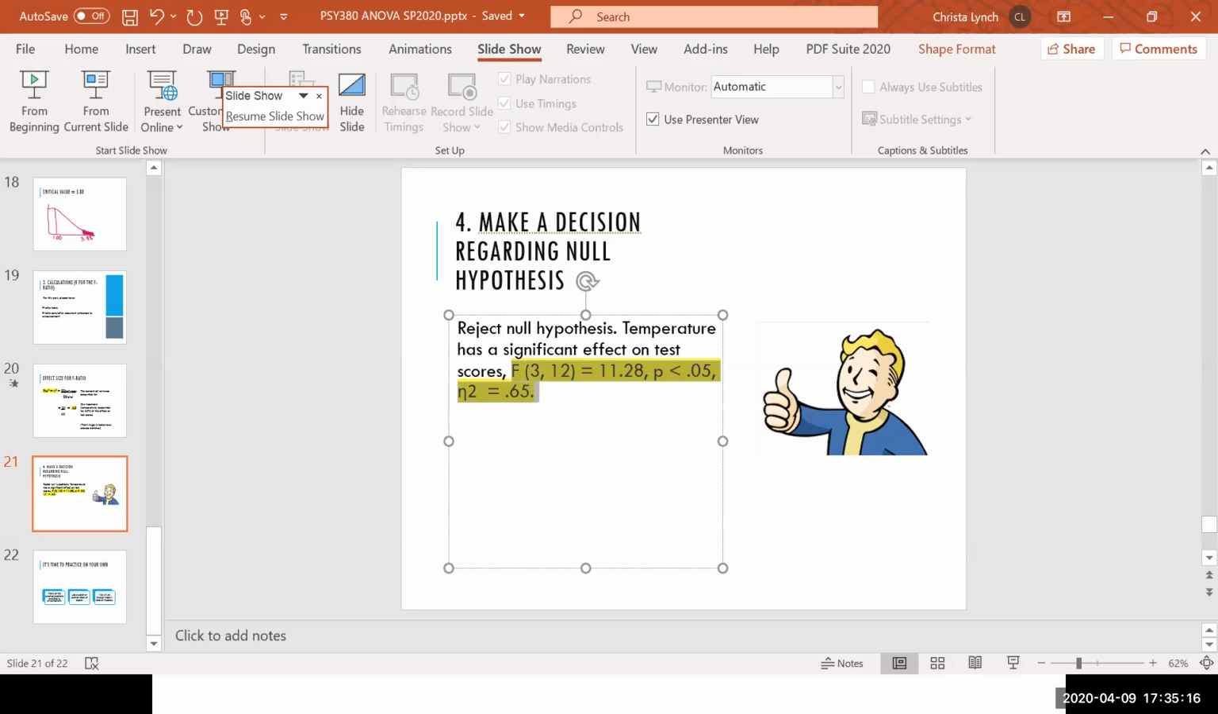Because we've taken into account 2 degrees of freedom, which is 3, the degrees of freedom between, and 12, the degrees of freedom within, we have to make sure both of those are in the parentheses. So our p-value is less than 0.05 because we had less than a probability of committing a type 1 error, and our eta squared is 0.65. And so that is what you need. Now that is the decision that you make regarding the null hypothesis, and that's exactly what we're hoping for. We have a very big effect size and a very large F, so it makes sense that we are going to find a treatment effect.